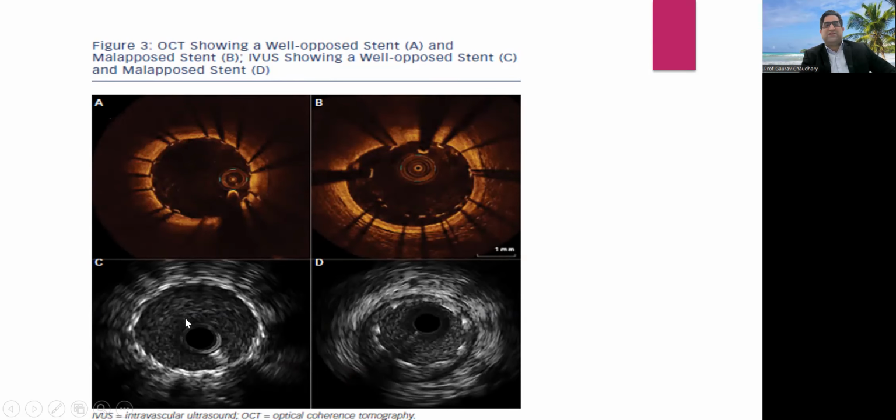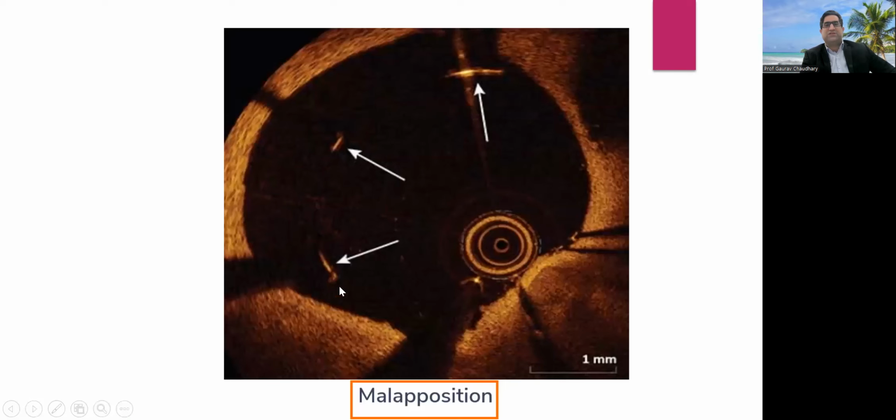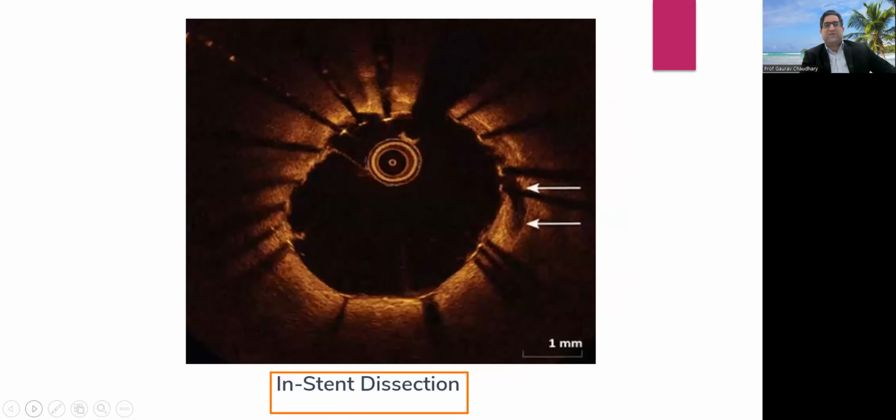In figure C on IVUS, we can see it's well opposed, but on the right lower D, we see the stent struts are not opposed to the lumen. Again, they are more than 200 microns, so it's called a malapposition. This is again a slide showing the malapposition of the struts. The struts are far away from the intimal surface.